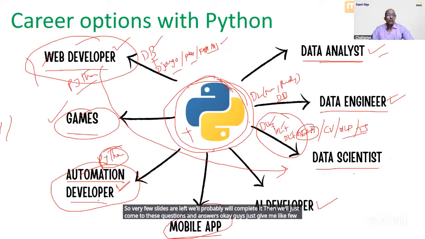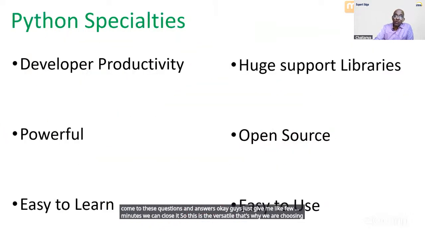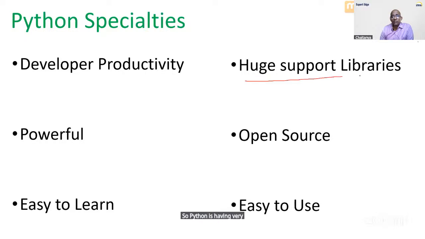We can close it. So this is the versatility. That's why we are choosing Python. And one more speciality of Python is that Python has a very huge support of libraries.